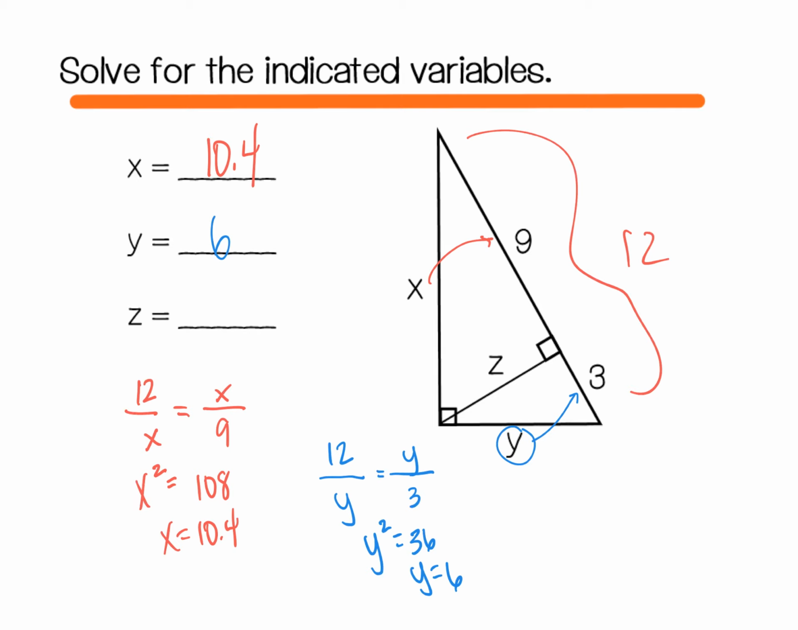All right, now we're down to z. Z is the altitude, so it is the geometric mean of the 2 parts of the hypotenuse, so 3 and 9. So z squared equals 27. Take the square root of that, it's going to be 5.2. So z is equivalent to 5.2.